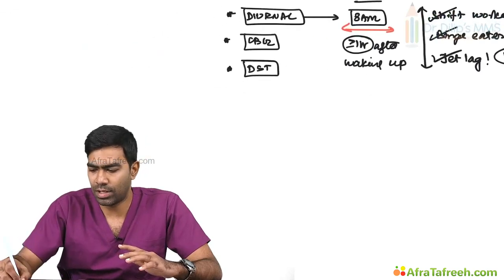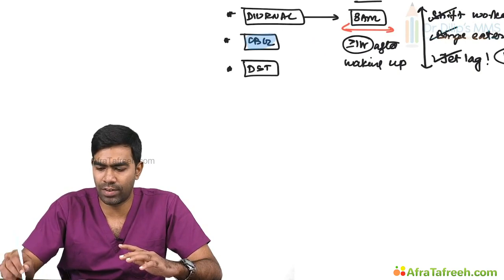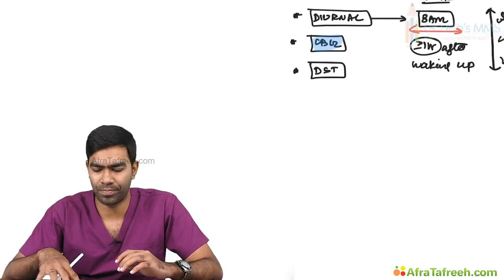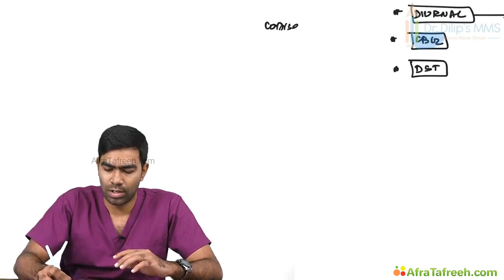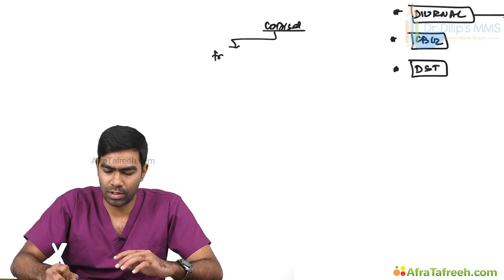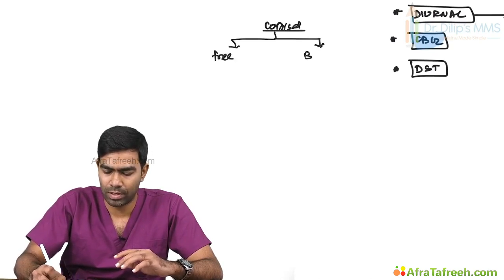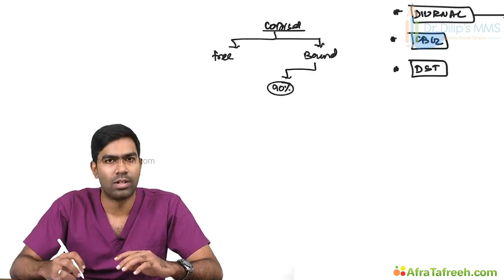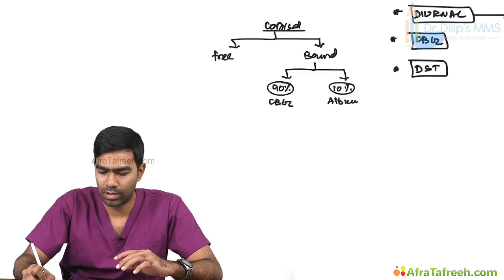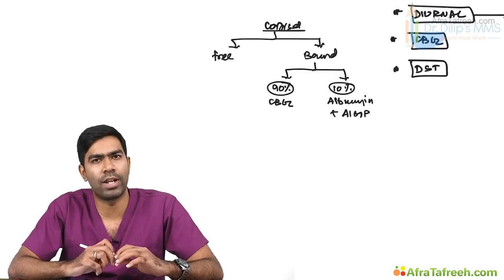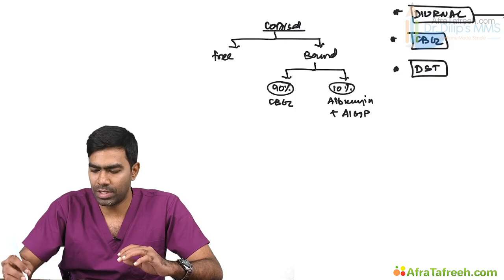The second point that you have to be careful about is the effect of cortisol binding globulin on the total serum cortisol levels. For example, we know cortisol circulates in free form as well as in the bound form. In the bound form, almost 90% of the cortisol is bound with cortisol binding globulin, and only 10% is bound with albumin and another insignificant protein called A1 glycoprotein. So CBG is the main player here.